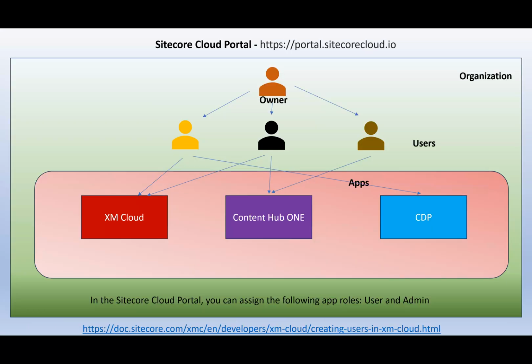Sitecore XM Cloud has a portal through which you manage access and things like that. That's the URL, portal.sitecorecloud.io. As I told, an organization is part of the Sitecore subscription. Somebody from Sitecore provides an invitation to an organization owner / admin, and they in turn invite other users. They can create users, assign permissions to them, and then give access to different apps. The apps can be XM Cloud, Content Hub, CDP. In the Sitecore Cloud portal, you can assign the following app roles: user and admin. So organization user and organization admin is what is generically called user and admin, even in the documentation. So you have user on one side, and organization owner / admin on the other side. So that's something you need to keep in mind.